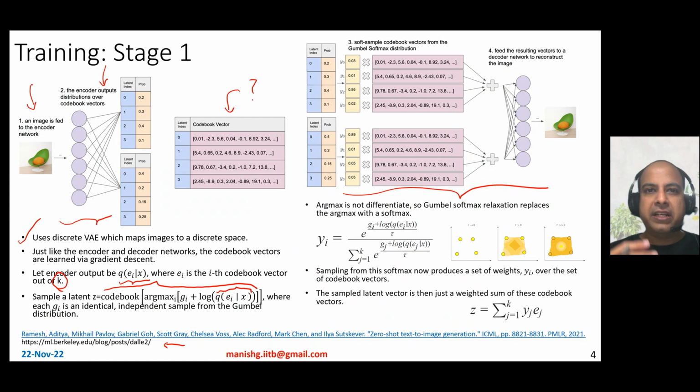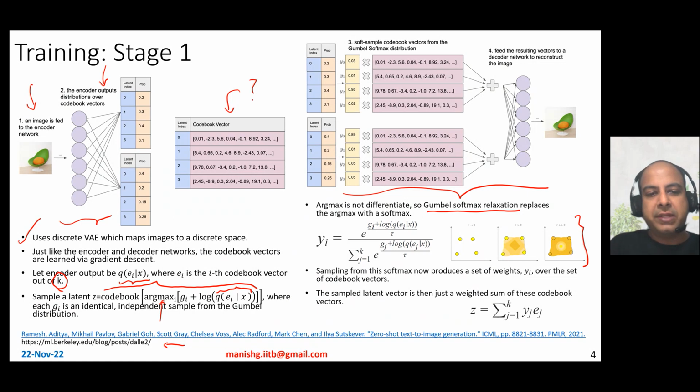However, you also want to bring in randomness, and therefore you use GI. GI is basically a random variable sampled from Gumbel distribution, right? That brings in randomness rather than you picking up the most probable one in every case, right? However, the problem with this kind of representation is that argmax is not differentiable. And since argmax is not differentiable, the typical trick that is done to handle such situations is to do something called the Gumbel softmax relaxation.